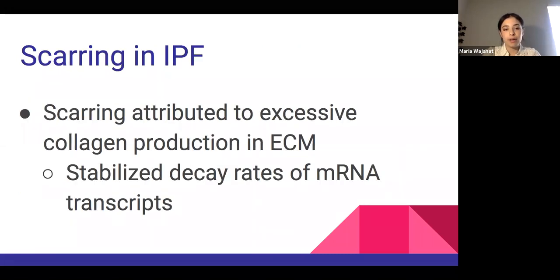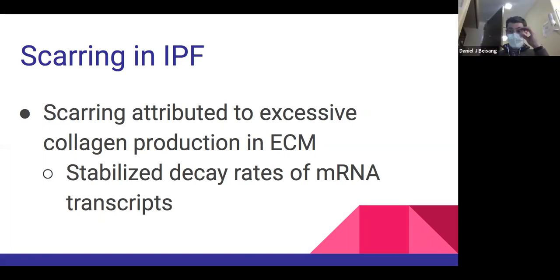So the scarring in IPF can be attributed to the excessive collagen production, or excessive protein production, in the lung's extracellular matrix. One of the reasons why this happens is because of the stabilized decay rates of messenger RNA transcripts. Stabilized decay means that the transcripts are decaying at a slower rate. And the reason why this is really important is because messenger RNA transcripts are responsible for synthesizing proteins. So when they are decaying at a slower rate, they're around for an abnormally long period of time, and they also produce more proteins than they should be producing.